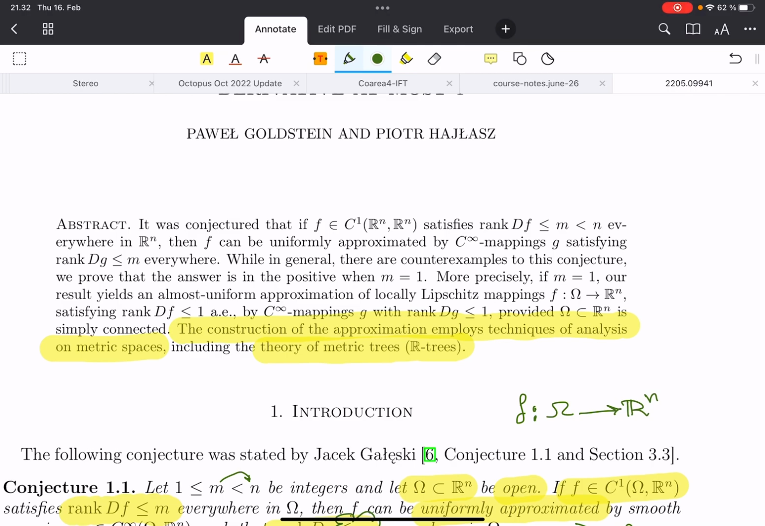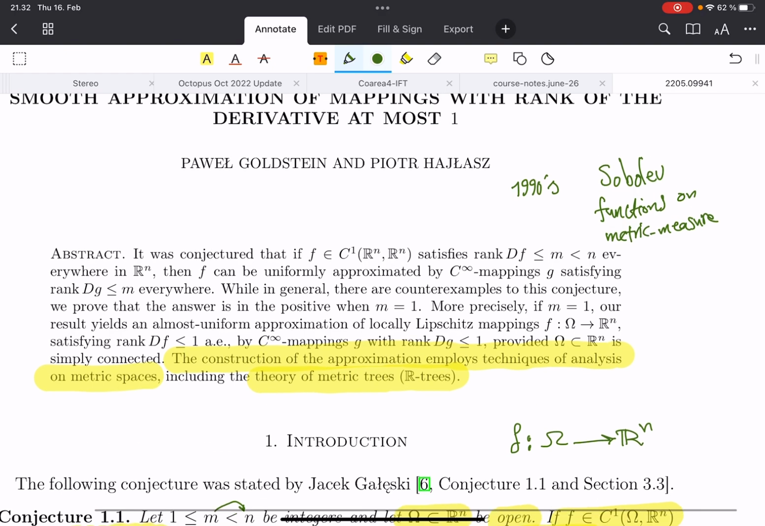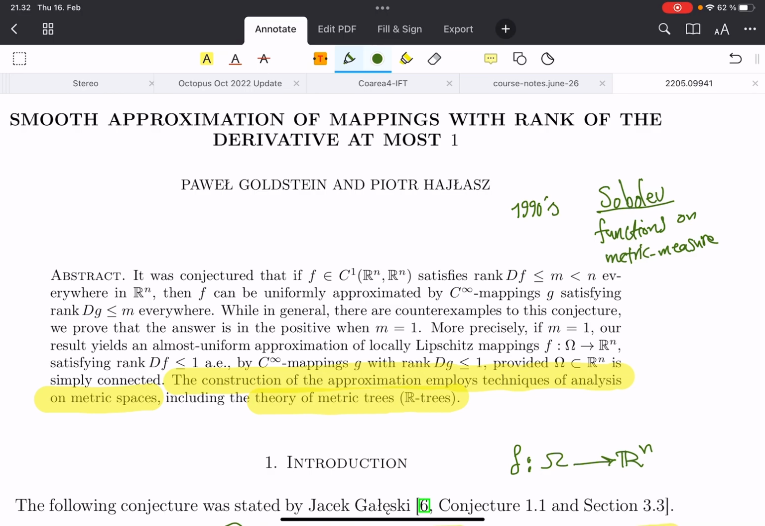So, for example, since the 1990s, there has been a theory of Sobolev functions on metric measure spaces. And this is still a very hot topic and ongoing. It has helped us understand Sobolev functions in the Euclidean setting much deeper and much better than before. It has helped us see what is really essential to the definition and properties of Sobolev functions in Euclidean spaces.